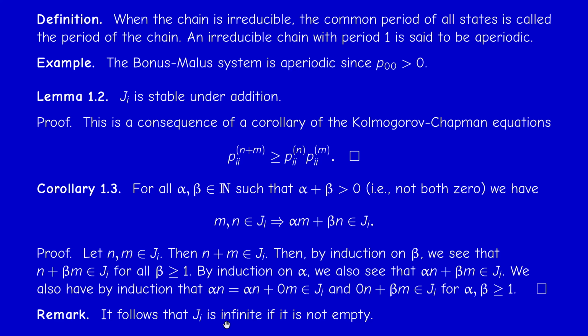Therefore, if Ji is not empty, then it's necessarily infinite. Because if it contains one element, it contains all its multiples, and if it contains two elements, it contains all the linear combinations, so it's infinite.